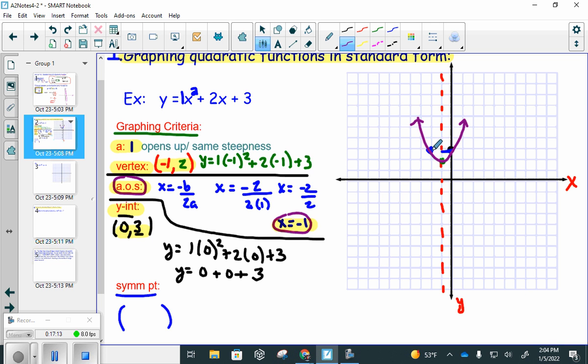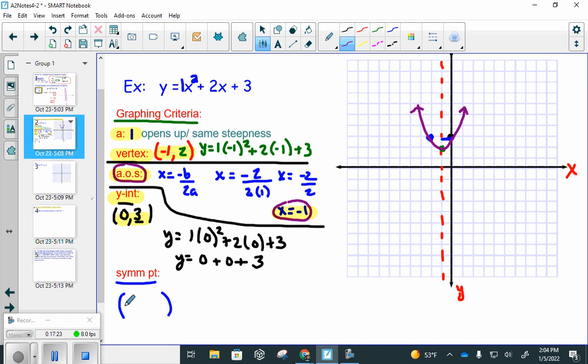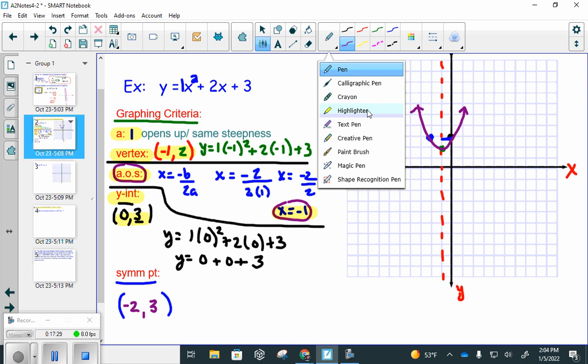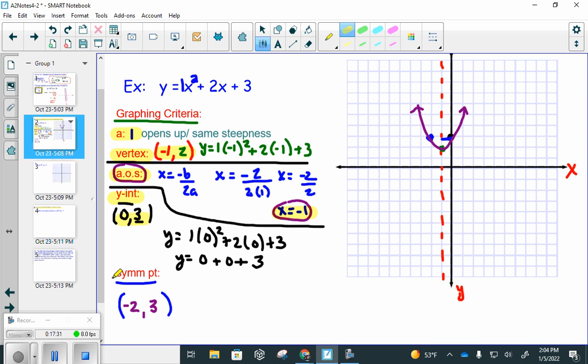So to finish this up, I know my blue point on the screen right now is my SP or symmetric point. The location for that is negative 2, positive 3. And so that's what I record here. All right, so all the highlighted parts are the parts I'll be looking for from you in your assignment, in your practice set, plus the picture.